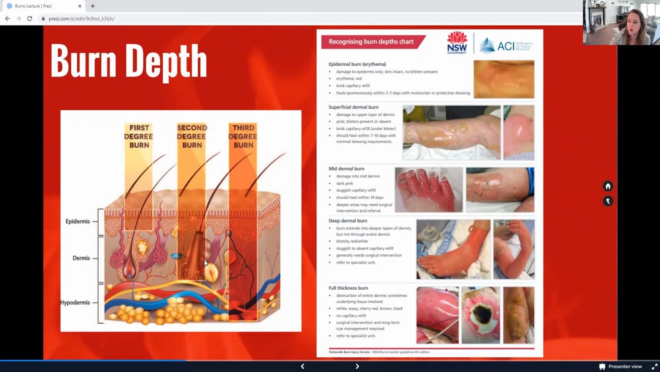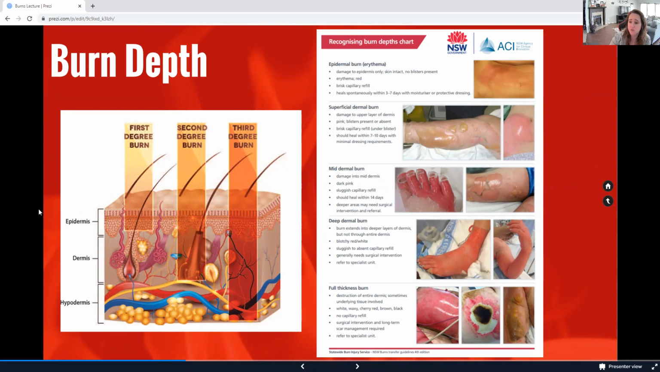Then you have your second degree burn that's going to extend down into the dermis. And this can vary just depending on how far it goes into the dermis. So we can have a more superficial dermal burn, which would be maybe the upper portion of your dermis. And then we can have a deep dermal burn. So that could be further down into the deeper part of the dermis, maybe right above that hypodermis. This is going to be your second degree burn area right here. And again, the severity can vary depending on how far down it goes.